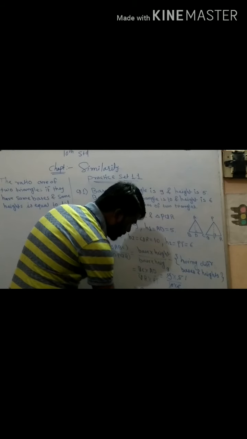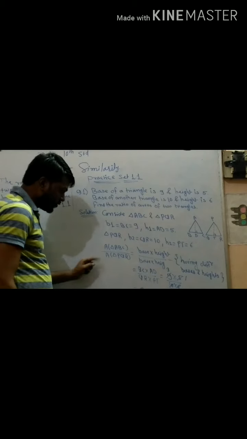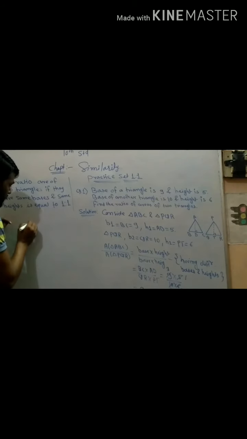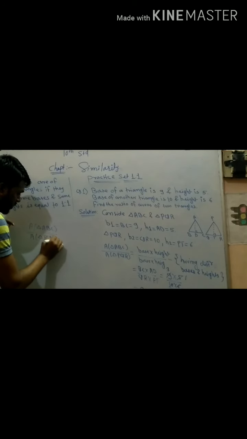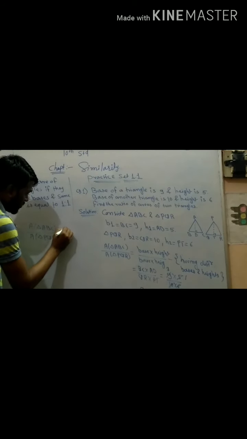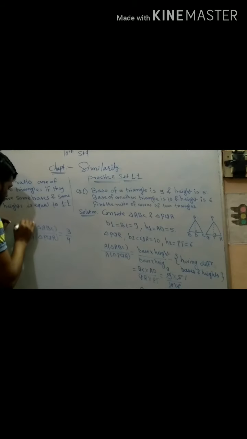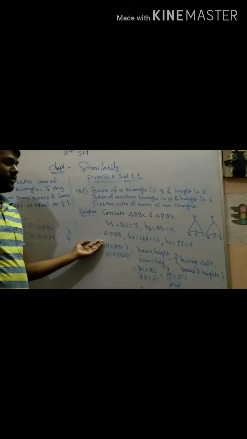So what is here? 3 into 1 is 3, and 2 into 4. So what you should know is how to write down the final answer. Area of triangle ABC upon area of triangle PQR is equal to 3 upon 4. You can write down 3 upon 4 and make a box at the last. It is the final answer here.